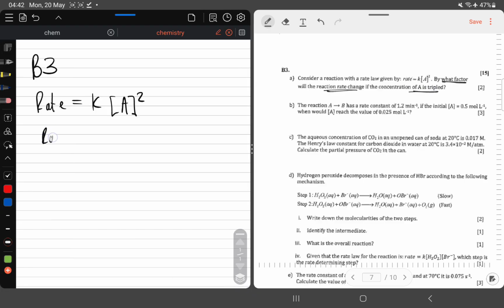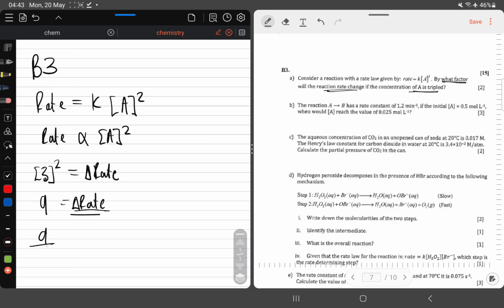So I know that the rate is proportional to concentration of A squared. Now I'm tripling A, so I'm going to say when A is tripled, concentration of A is tripled. So I'm going to say concentration of A times 3 squared is equal to the change in rate. 3 squared would be 9, which is equal to the change in rate. So the factor would be 9.